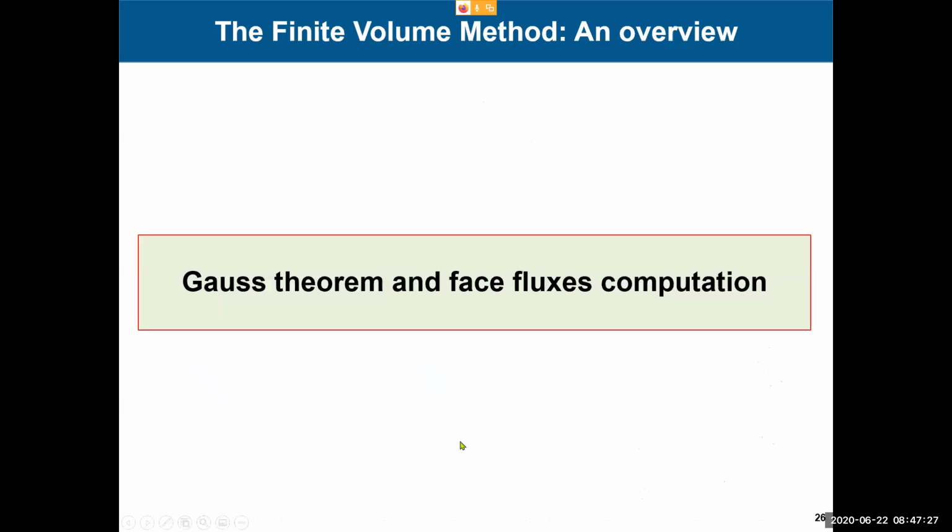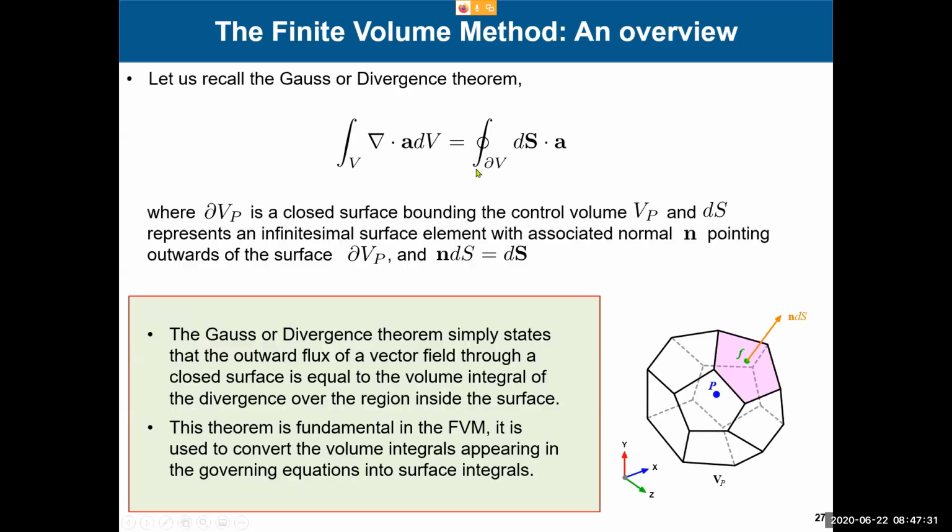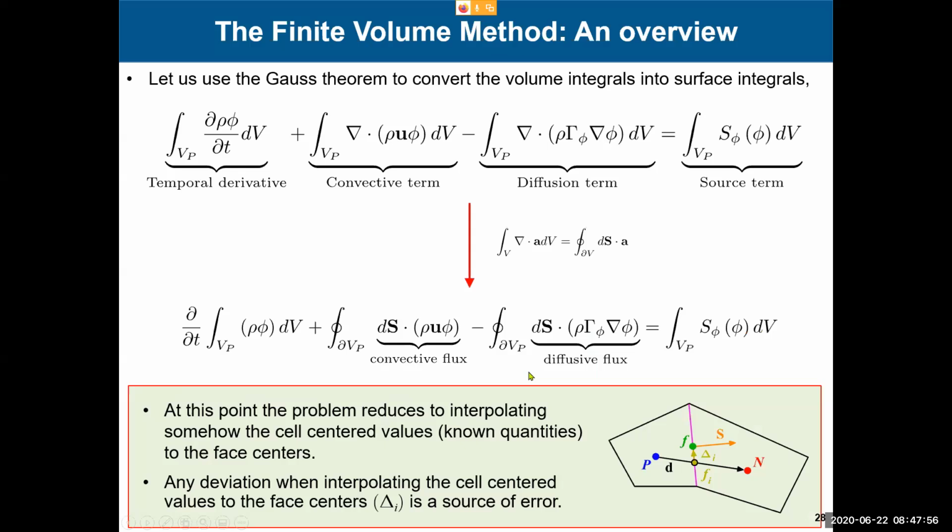So let's talk about Gauss theorem and face fluxes computations. So remember this Gauss theorem, very important. We're going to use it to convert volume integrals into surface integrals, okay? So remember that our formulation of the equation is in terms of volume integrals. Now by using this, it will be reduced to a summation of fluxes along all faces, okay? So this is the importance of this theorem in the finite volume method. So we go from volumes to surfaces.